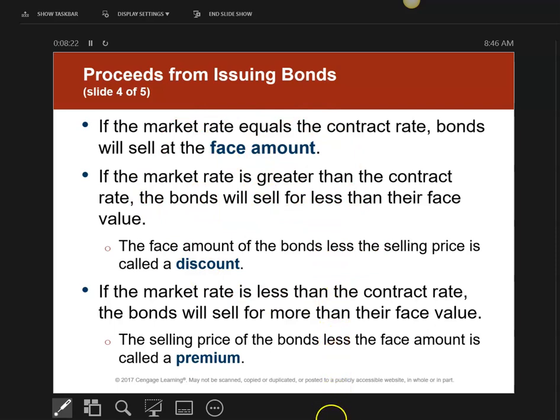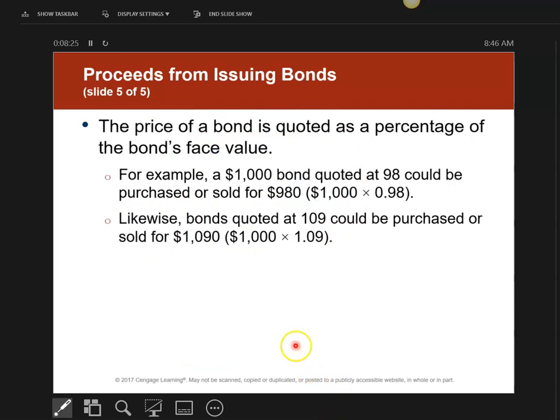Now, I want to talk about a little bit more terminology before we start pricing the bond. When we talk about the price of a bond, we talk about it as a percentage of the face value. So for example, if I'm going to sell you a $1,000 bond and I'm selling it at 98, that means 98% of the face value. So we use percents as a way to talk about the value of a bond. 98 would be 98% of 1,000, so that means I'd sell it at $980.